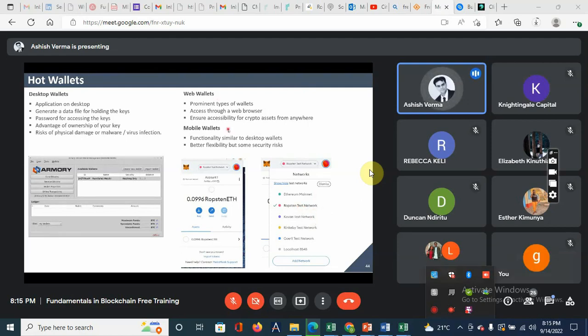And the same kind of web wallets can be accessed from mobile also. The interface which is here is from a mobile wallet, but the same wallet is available on the web portal also.